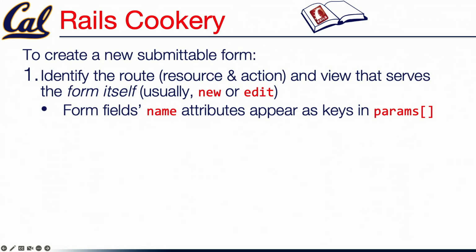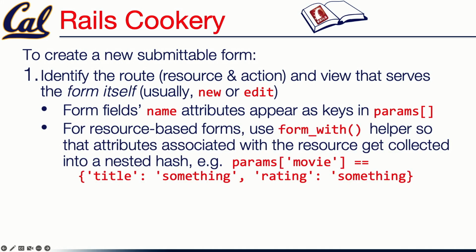When that form is created, you can use the Rails form helpers or you can construct the form manually. But either way, the name attributes on each of the form fields is what's going to get collected into the params hash when the user actually submits the form.